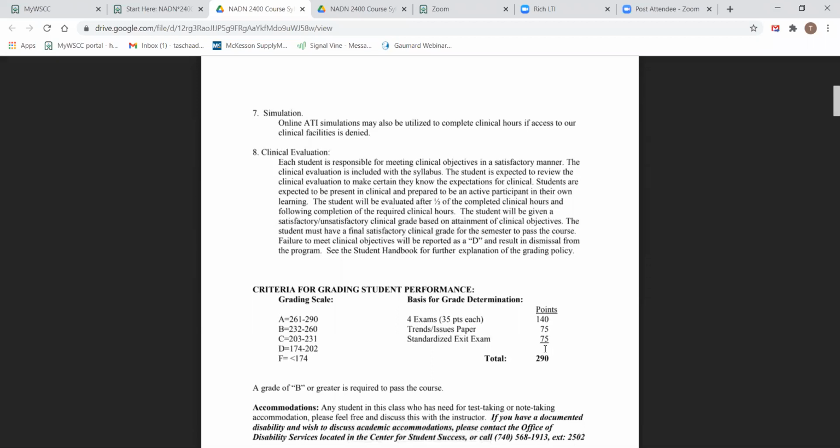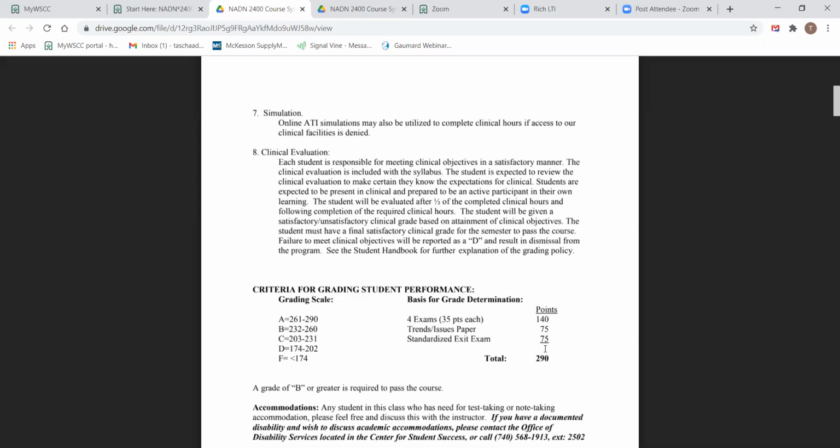Simulation. Online ATI simulations may also be used to complete clinical hours if access to our clinical facilities is denied. It is not my goal that we will use simulation to complete clinical hours. It is a contingency if we are no longer allowed in the clinical facility. So we did simulations last year.